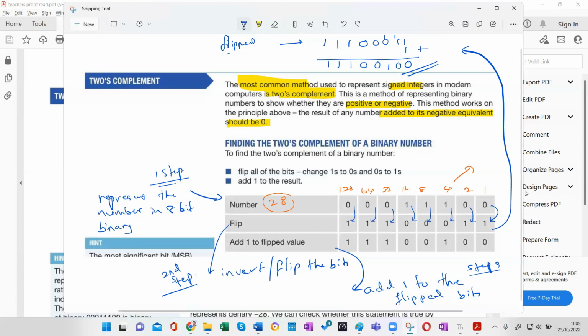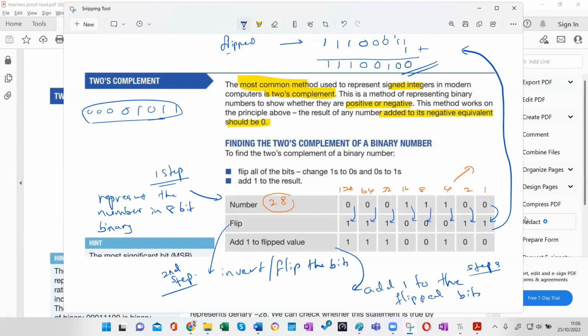Let's say your number is something like this, 1, 0, 1, 1. So you have only 4 bits, right? So what you do is you fill 8 bits to the left side, okay? Not to the right side, right? So 1, 2, 3, 4, 5, 6, 7, 8. Now we have 8 bits. After completing 8 bits only, you go to step 2. That is inverting the bits. Inverting, or flipping the bits, means you make 0 into 1, and 1 into 0.